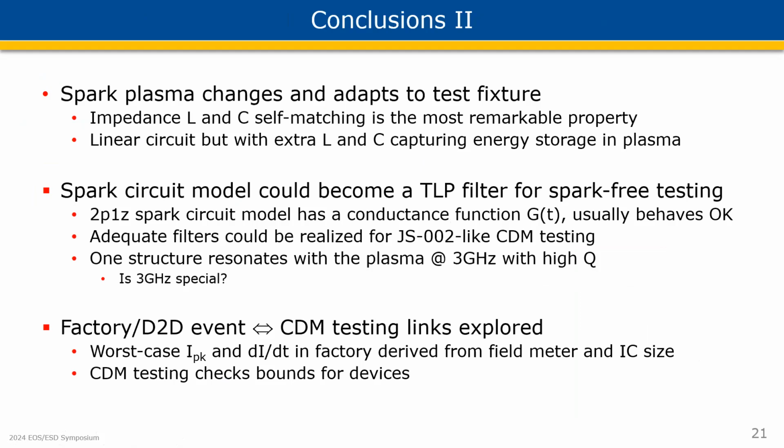Finally, let's summarize. The spark plasma changes and adapts to the test fixture or the test conditions for the CDM event. So we have a self-matching of inductance and capacitance that I would find to be the most remarkable property. And it's all captured in a linear circuit with the only time dependence being in the derivative for the inductor and the integral for the capacitor. That's the kind of time dependence we like that can be captured in a simple circuit model, and that appears to apply pretty well.